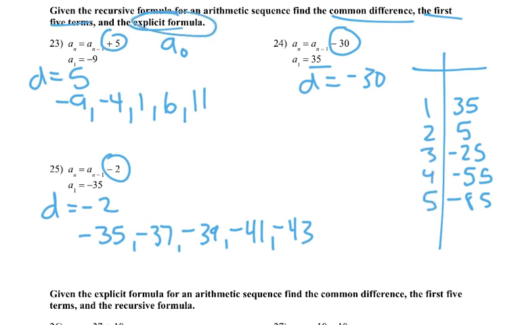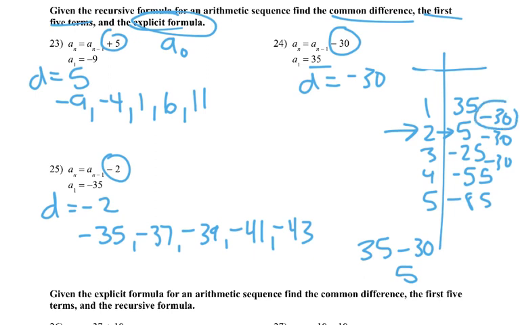Normally when we do the explicit formula, we want that 0 term. The reason being is that the explicit connects the input and the output. If we start subtracting here, then 35 minus 30 would give me 5. But that's the second input. So that means I add once or subtract once instead of subtracting twice. My inputs are supposed to match how many times I've added or subtracted.